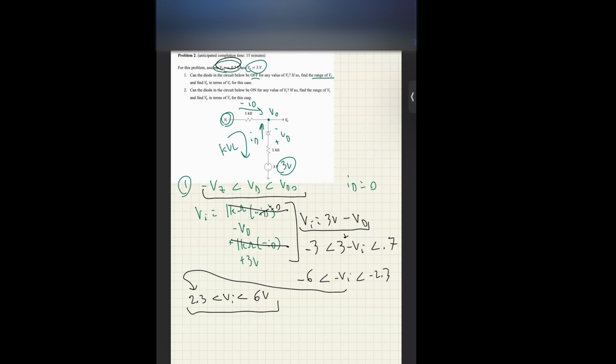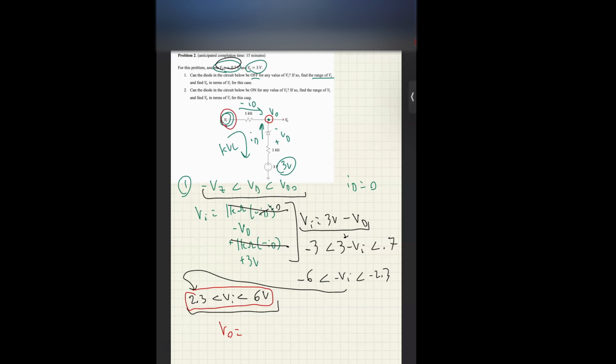Because we have our range now, which is something they asked in the question for VI. Now we want to get VO in terms of VI. So looking at our KCL, looking at the circuit, first of all, if the diode is off, that means it's going to be open circuit. So most of these values are not going to count if it's an open circuit.